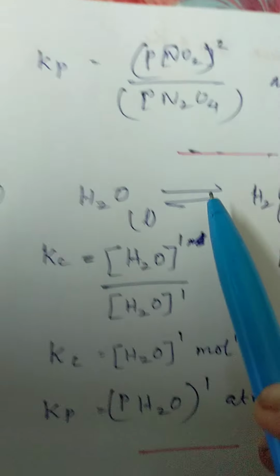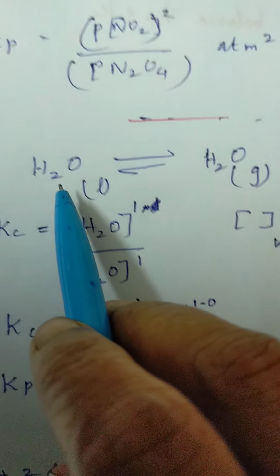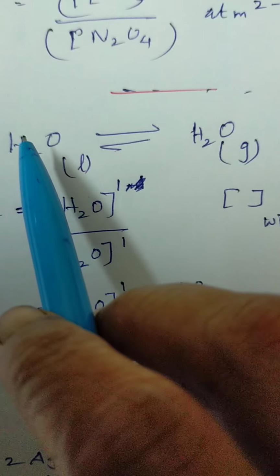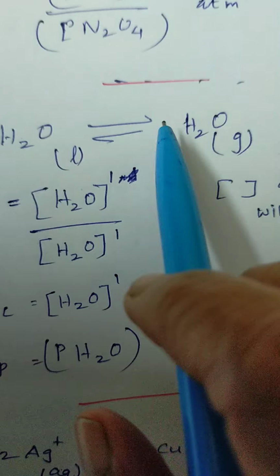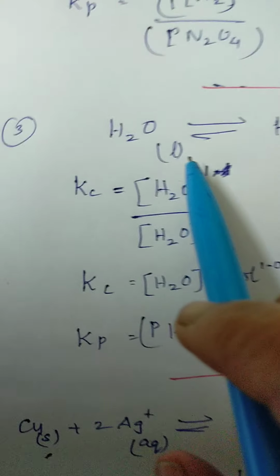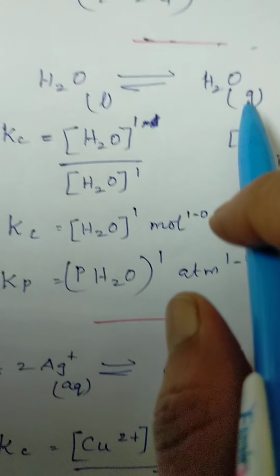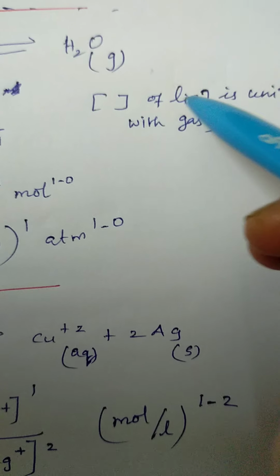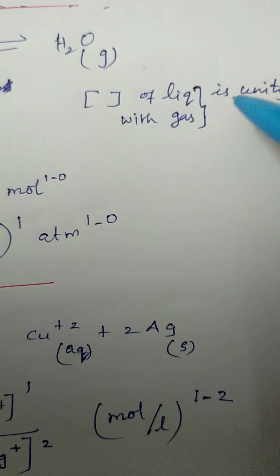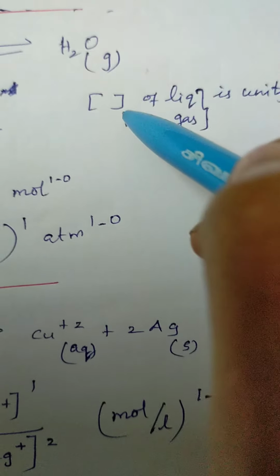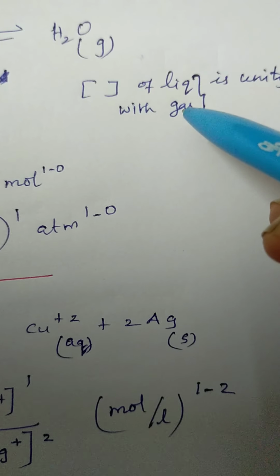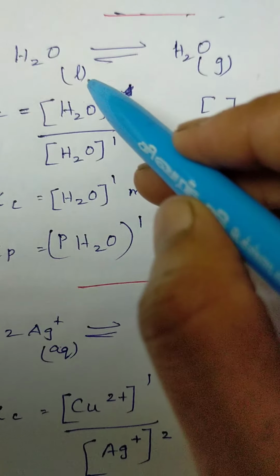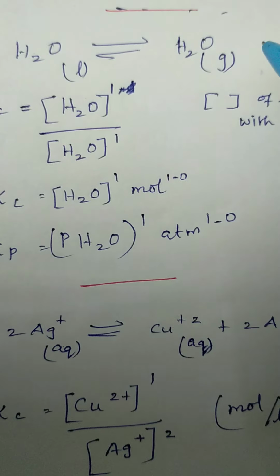This is for Kp. So next, the reaction you look at here is the conversion of liquid to gas, so water to water vapor. Here it is in liquid state and here it is in gaseous state. The concentration of a liquid with gas is always unity. So here, the liquid will be considered as unity.